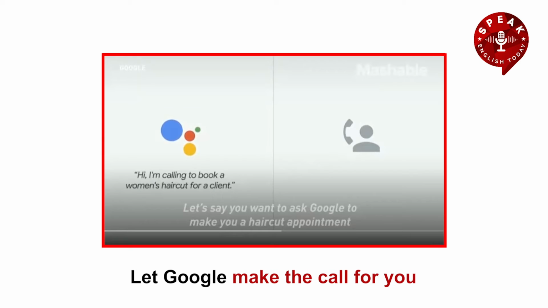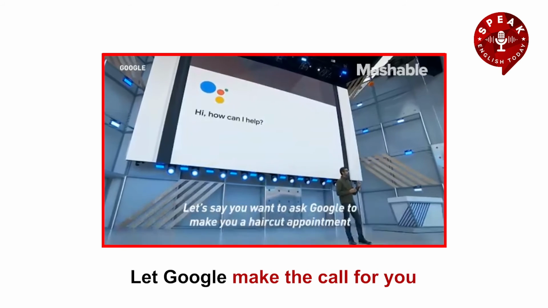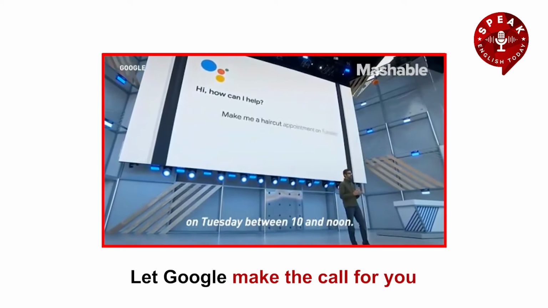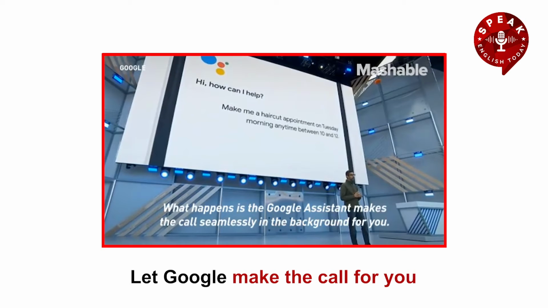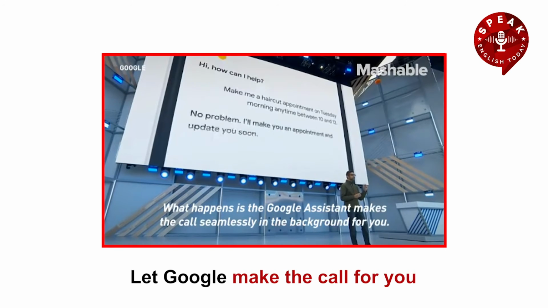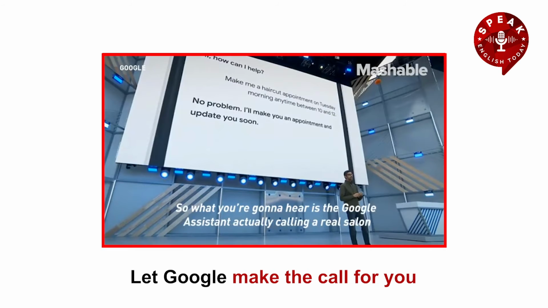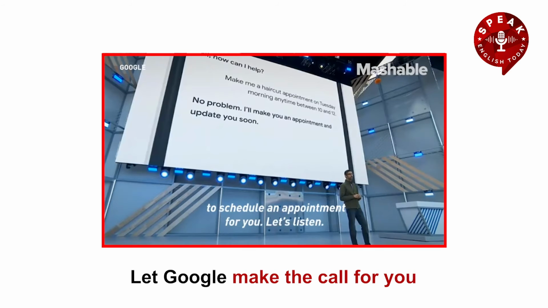Let's say you want to ask Google to make you a haircut appointment on Tuesday between 10 and noon. What happens is the Google Assistant makes the call seamlessly in the background for you. So what you're going to hear is the Google Assistant actually calling a real salon to schedule the appointment for you. Let's listen.